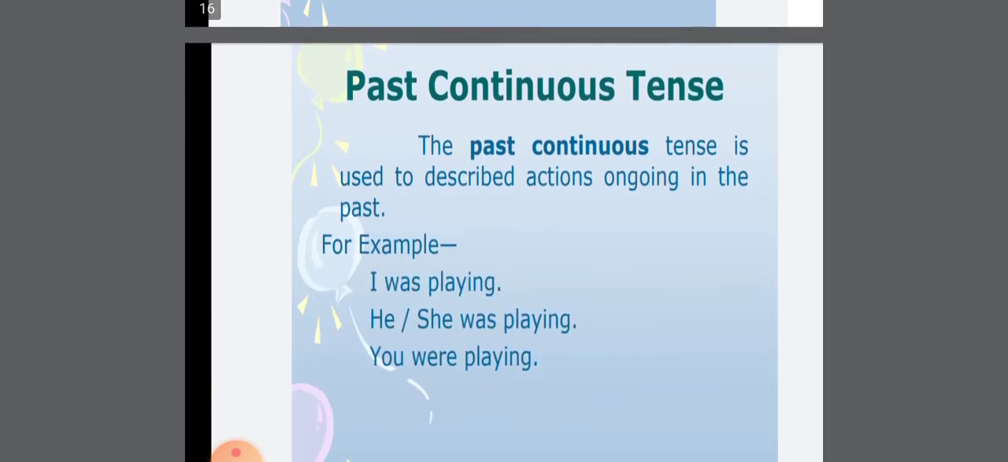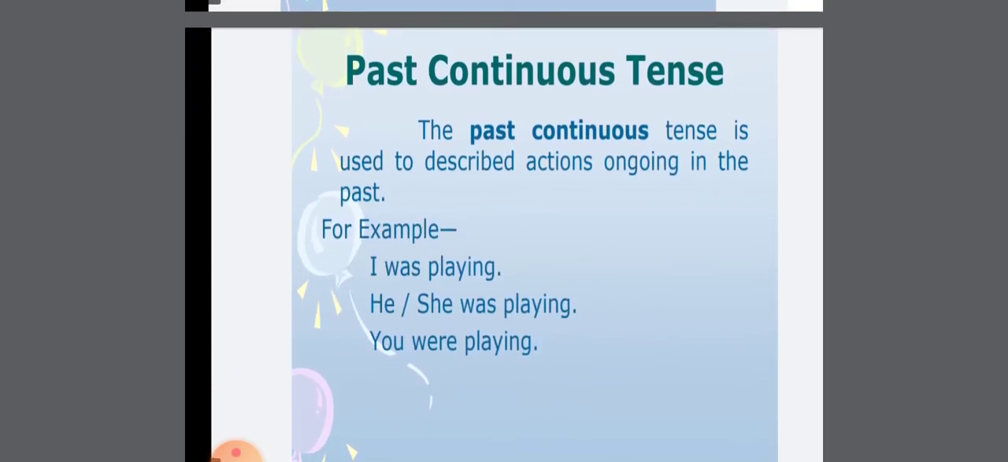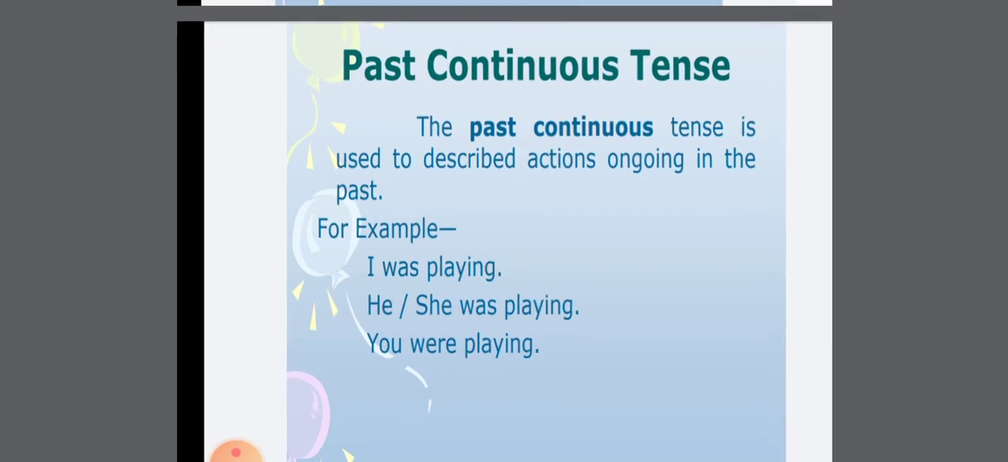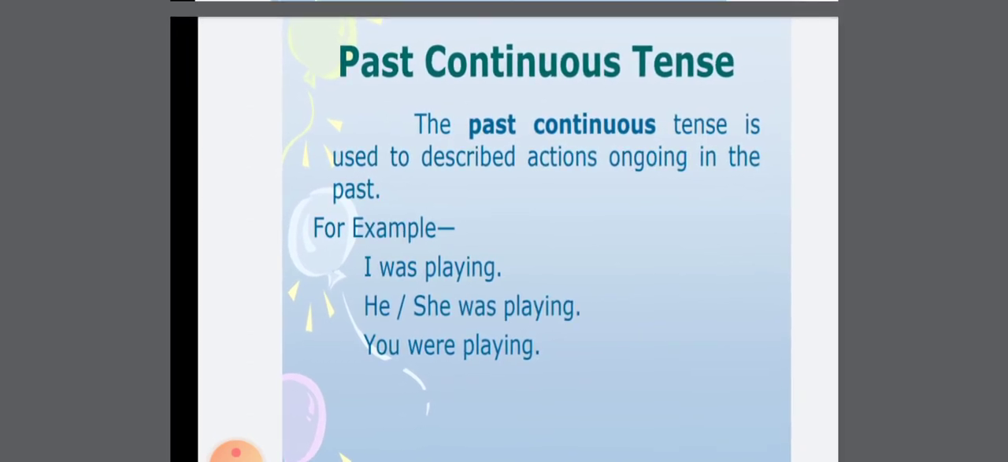Past continuous is used to describe an action ongoing in the past. In the past an action was going on. In reference to that, this past continuous tense is used. I was playing, he, she was playing, and you were playing.